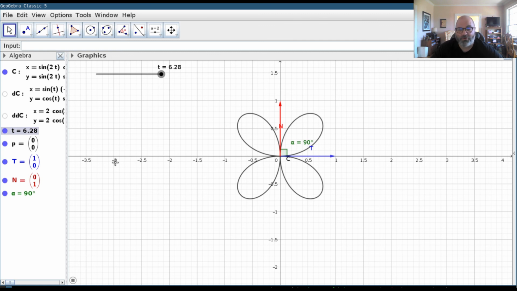And so we only have one more vector to talk about to go along with these things whenever we bump things up into three dimensions, and that's our binormal vector.